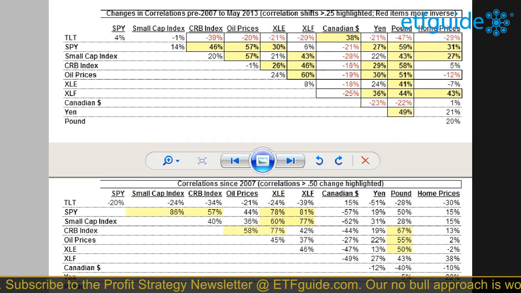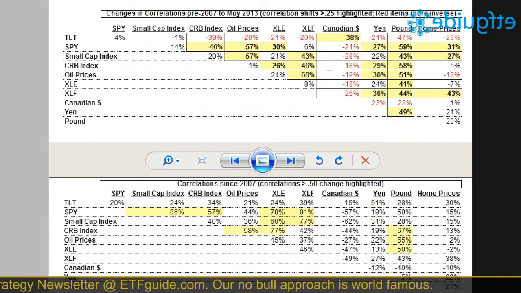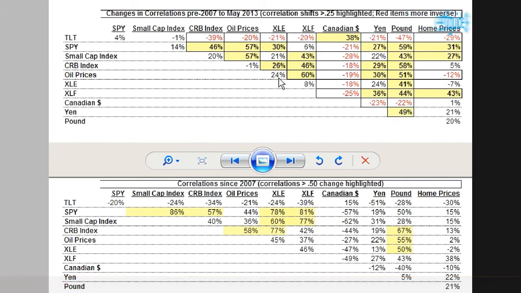That is a ton of yellow and shows that the typical portfolio is actually likely much less protected today than it was even going into the 2007 market crash. If you own exposure to oil prices, along with financial stocks, represented by oil prices and XLF, you're now significantly less diversified than the same portfolio pre-2007. If you own small cap stocks along with financial companies, small cap index and XLF, 43%.